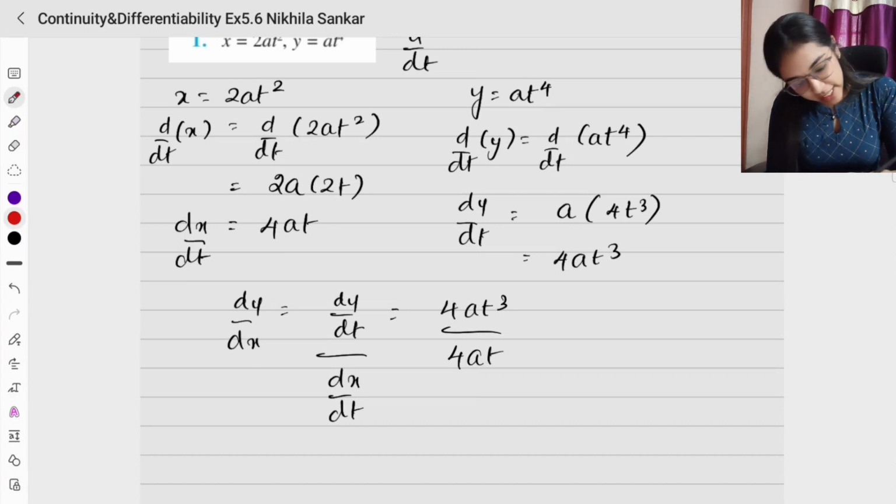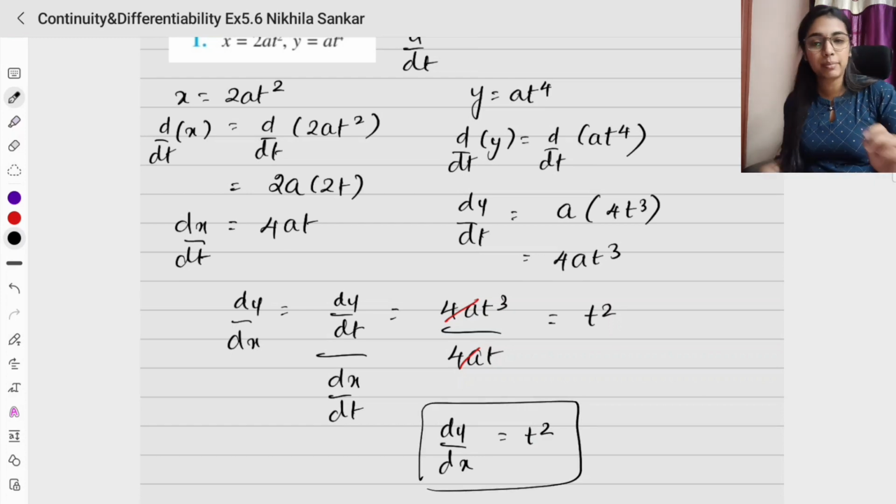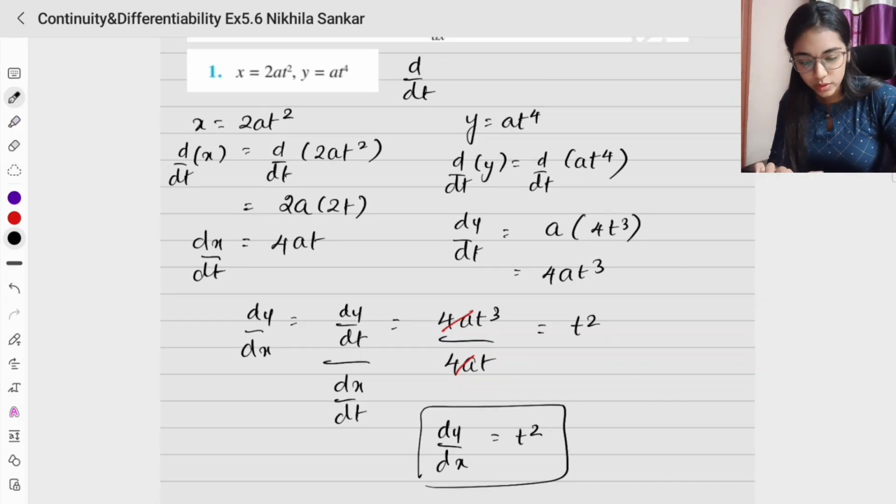So what happens when I cancel the common terms? 4a and the 4a will get cancelled. T cube by t is going to be t square. So what is my final answer? dy by dx equals t square. So my final answer is in terms of t, the parameter that is common for both x and y. Okay, please copy.